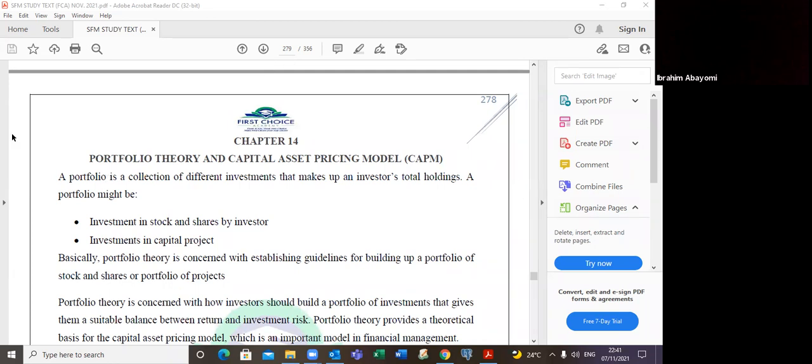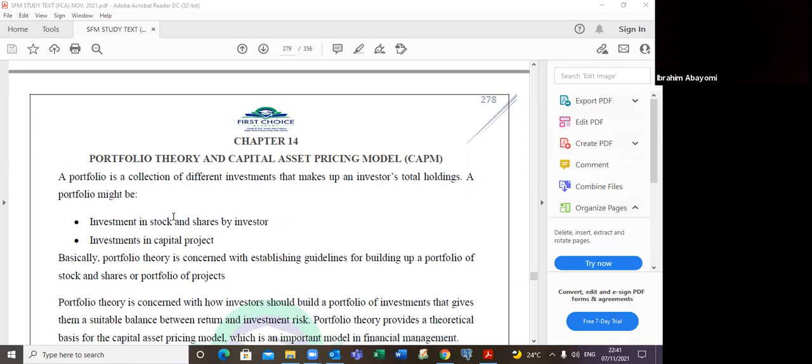So when we say portfolio, it is a collection of two or more investments. When you have more than one investment, we say you have a portfolio of investment. If you have more than one investment, then we can describe you as a portfolio holder. So before we can say portfolio, there must be more than one investment.